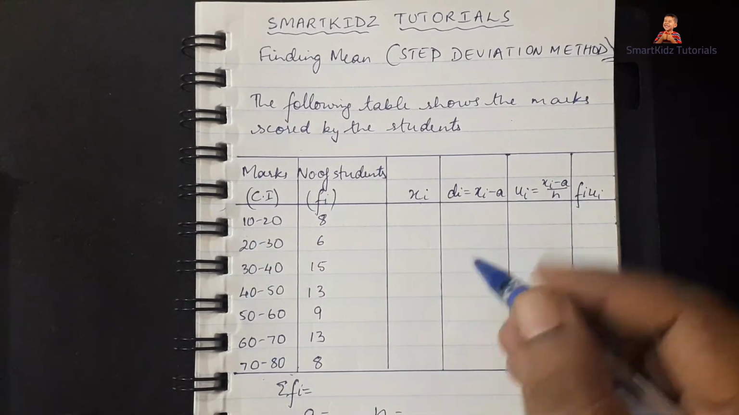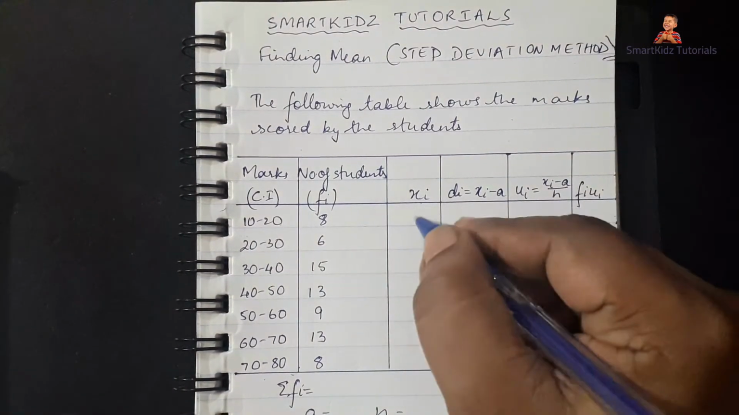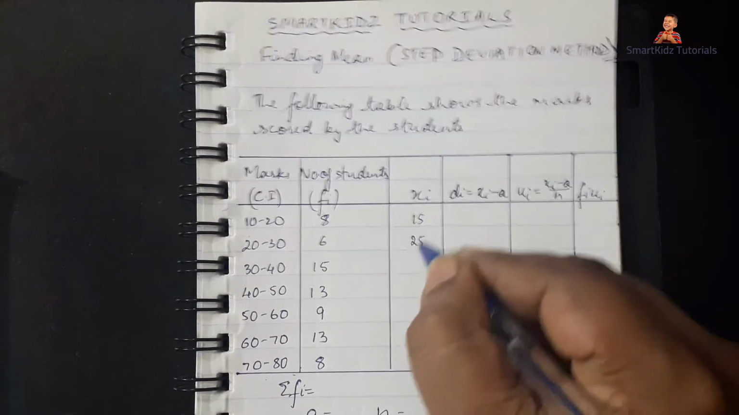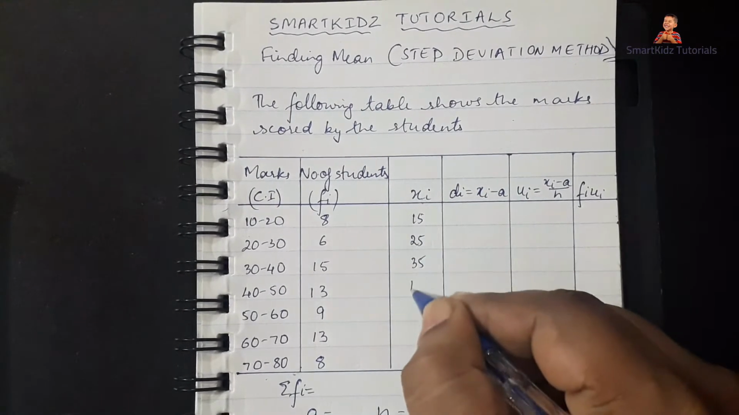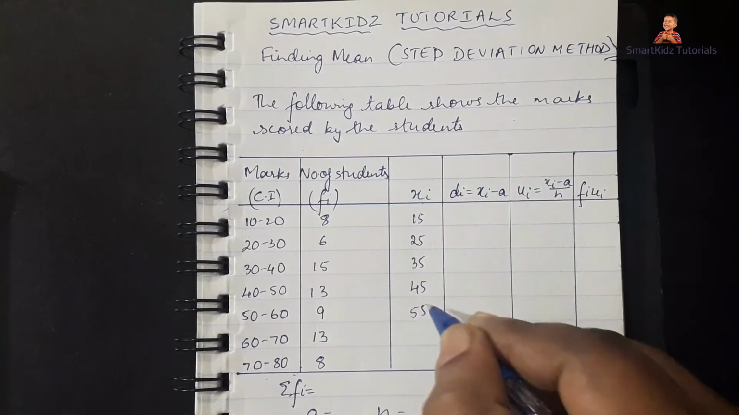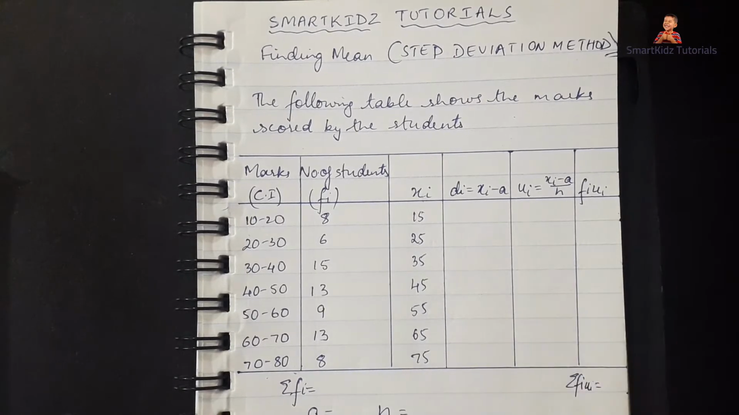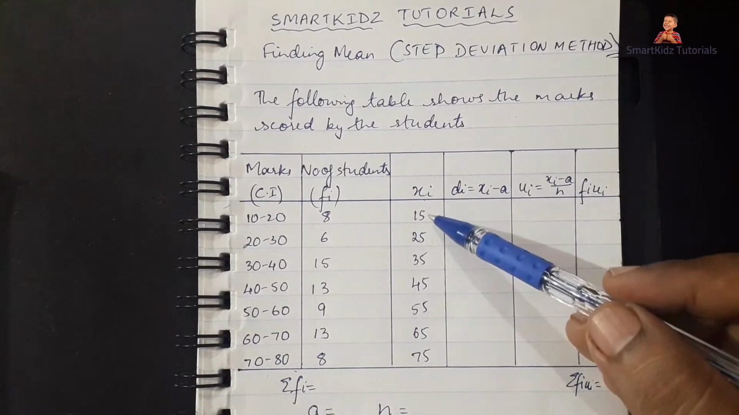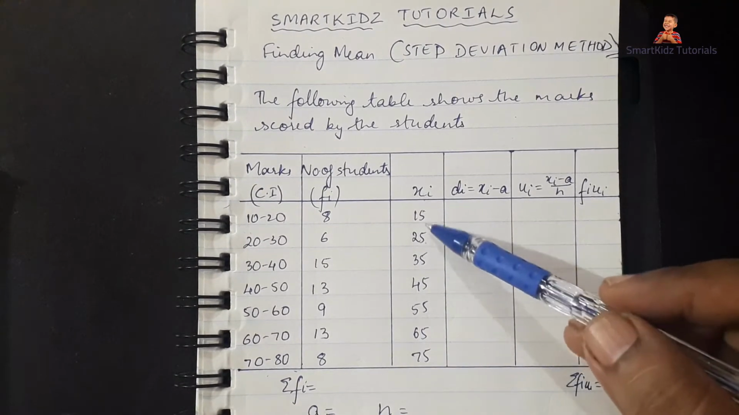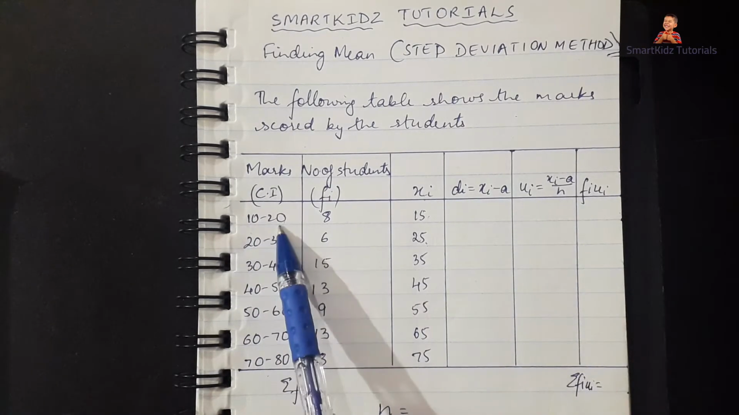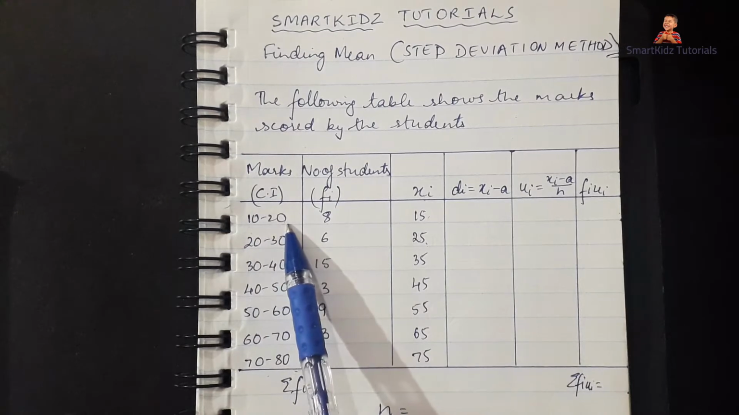So for the first class interval, the class mark will be 15, followed by 25, 35, 45, 55, 65 and 75. Once again, if you notice, the gap between one class mark and the other is 10, because the class size in this case is 10.